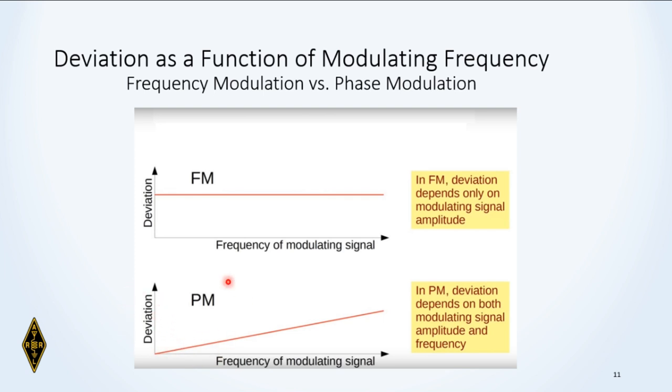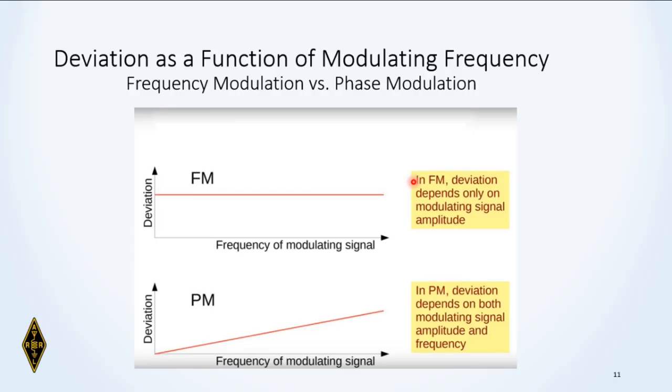So the deviation for phase modulation, well, let me back up. The deviation for direct FM is basically the amplitude of the modulating signal, how loud we're talking. So in direct FM, deviation depends only on the modulating signal amplitude, how loud we're talking. With phase modulation, the deviation depends on both the modulating signal amplitude and the frequency, which is why we get this effect. Now, do you remember what we had to do with direct FM to make it look like this?